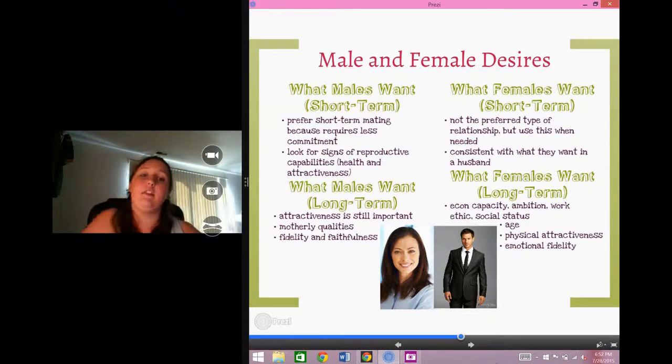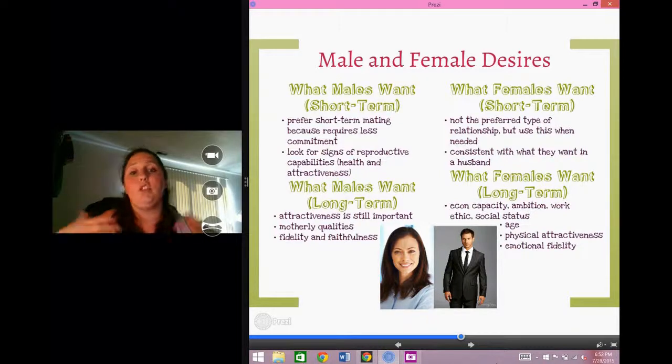But in the short term, they look for signs of reproductive capabilities, including health and attractiveness in women. And attractiveness is extremely important to men because it is an indicator of both health and reproductive capabilities. In the long term, attractiveness is still important when looking for a female partner. It's one of the most important things to men. They also look for motherly qualities. And also, sexual fidelity and faithfulness are very important.